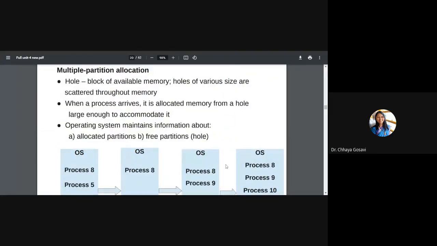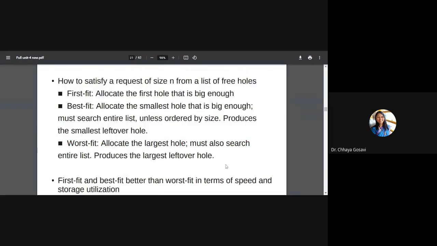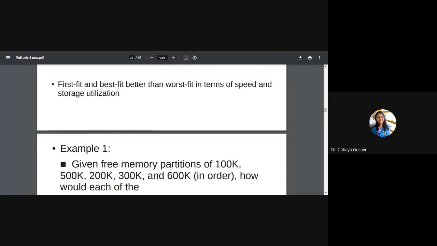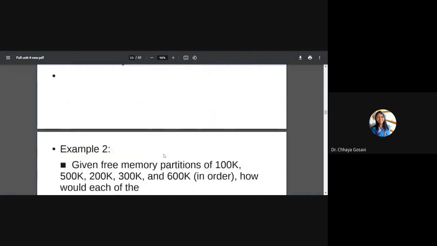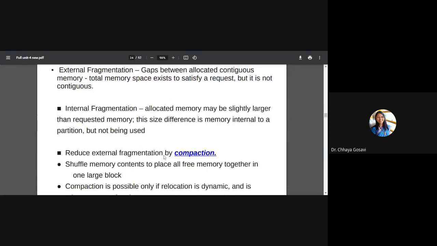We have seen contiguous allocation. The problem with contiguous allocation is solved with three algorithms we have seen: first fit, best fit, and worst fit. We have also seen the terms fragmentation, internal and external.